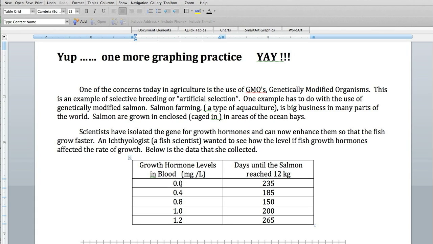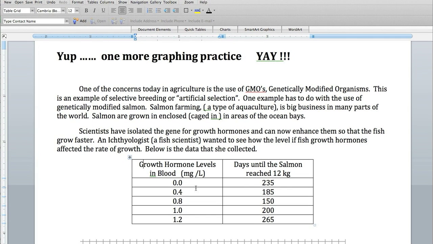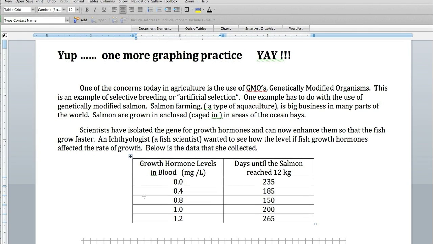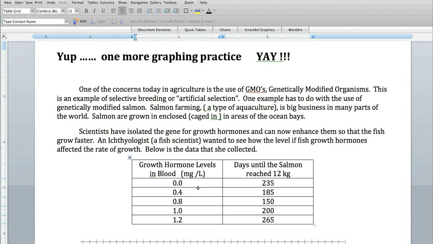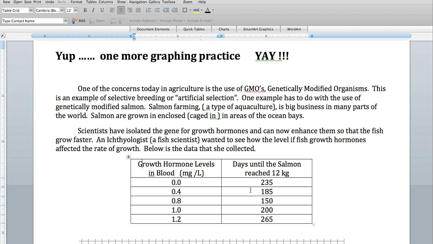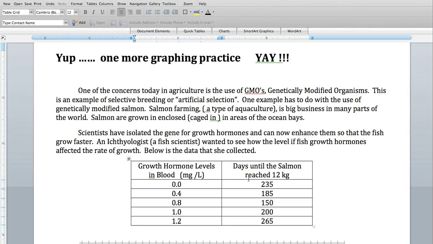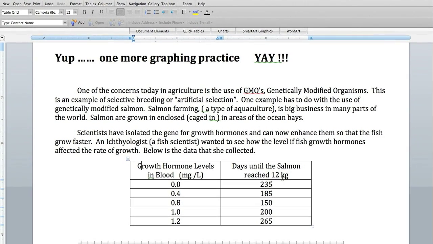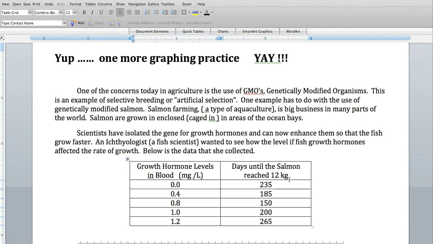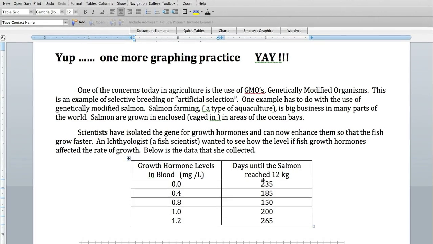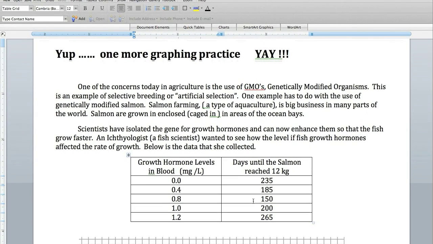So therefore, if you really think about it, the independent variable, which goes on the x-axis, would be the amount of hormone used, because that's what the researcher has control over, whether he's going to give it to the fish or not. And what he's collecting is how fast they grow, and this is going to be measured in how many days it takes to get to a certain size, say 12 kilograms in this case, which might be a size where they can market it. So therefore, the days would be the dependent variable going on the y-axis.